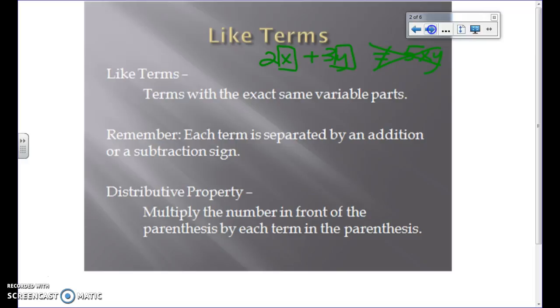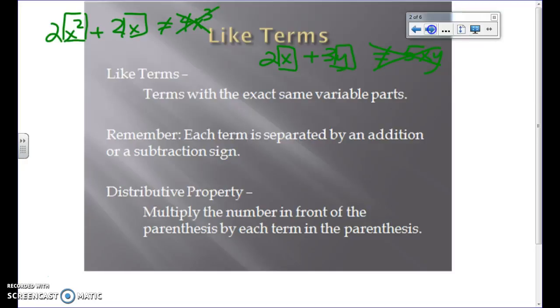Even if it was 2x squared plus 2x, those are not exactly the same. One has an x squared and one has an x, and so those are two different like terms. Those are not the same as 4x to the third. Okay, that's not how it works. The variable, anything around the variable besides the coefficient, is important to the variable.